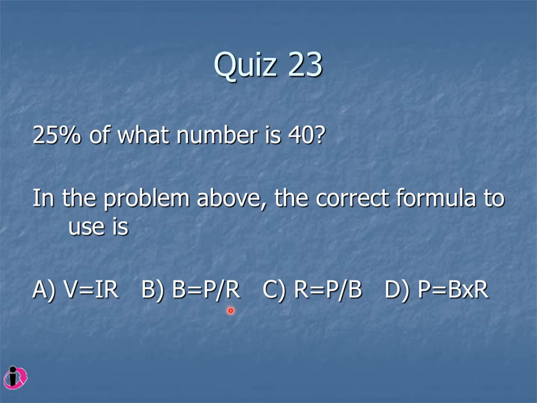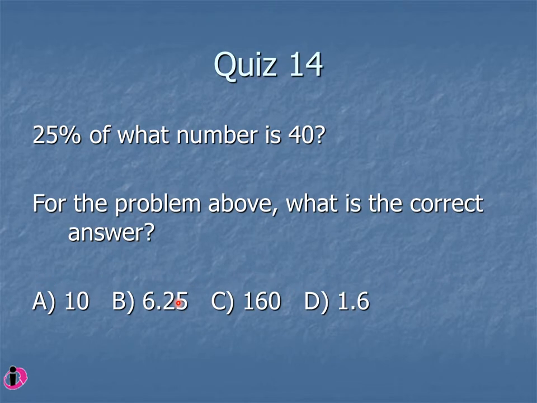Which formula are we going to use for this one? Base is unknown, right? So this is going to be formula B: base equals portion over rate. So what is the correct answer here? What is the portion here? Let me give a pause here so that you can find the answer for this question.